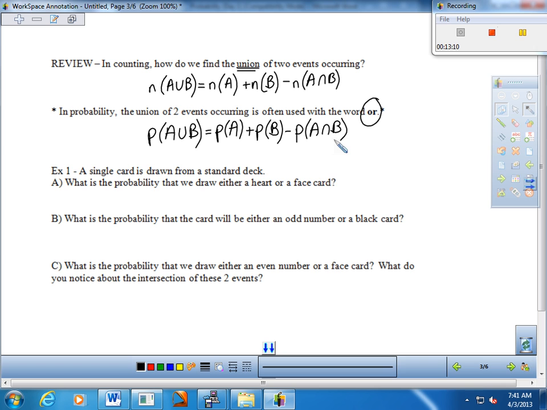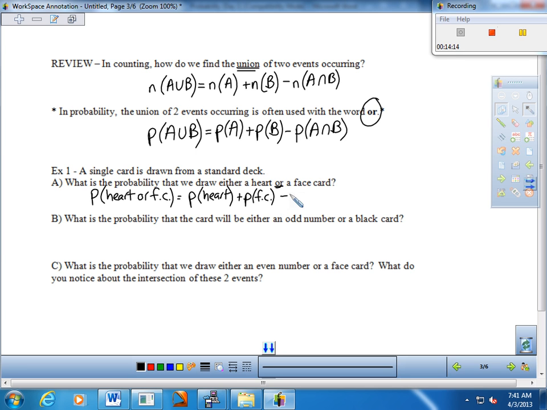Okay, well, let's go again, try it out here, and see what we're looking at. So example 1, a single card is drawn from a standard deck. What is the probability that we draw either a heart or a face card? So there obviously is our buzzword, heart or a face card. And let's give it a try. So I'm going to write out my notation here, kind of get comfortable with this piece, heart or face card. And so what that would be basically, or means add, so I add the two probabilities together. So I want the probability of selecting a heart, add the probability of selecting a face card.